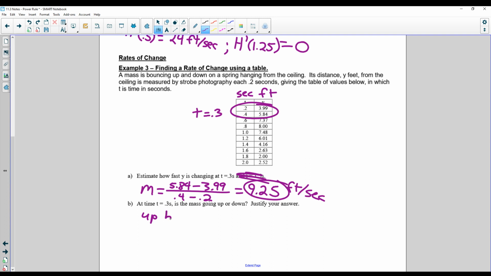And my justification: because the slope is positive at t equals 0.3. That's about as simple as I can make that answer for you right there.